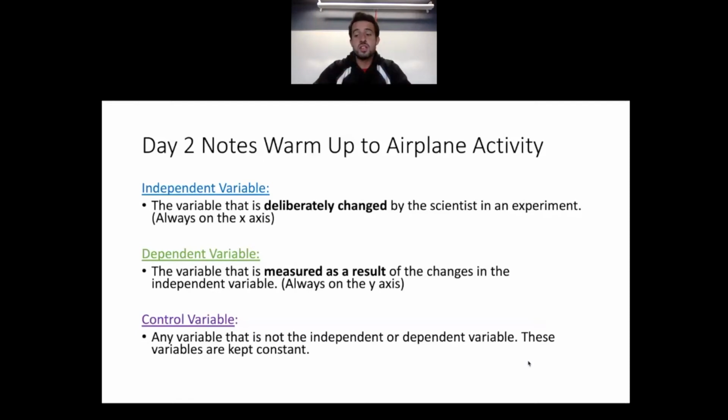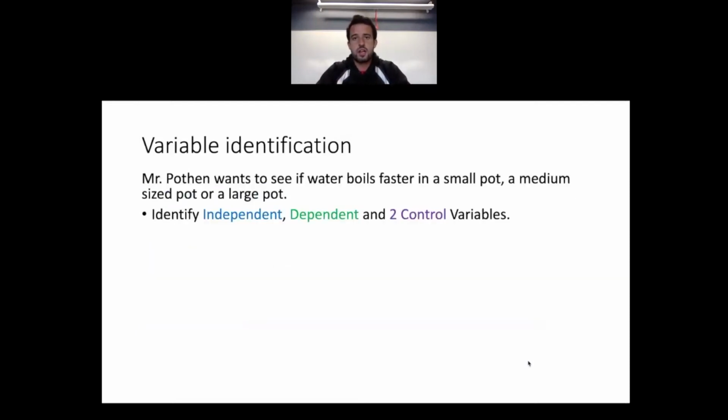Here are a couple of examples of experiments that I just made up. One's about Mr. Polthin. Here's what I want you to do. I want you to identify the independent and the dependent variable, and then here's the tricky part: think about control variables. Try to come up with at least two.